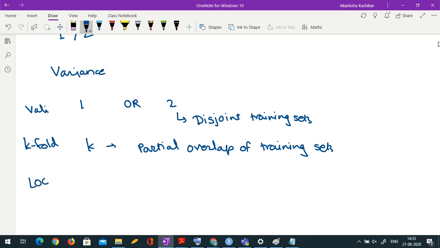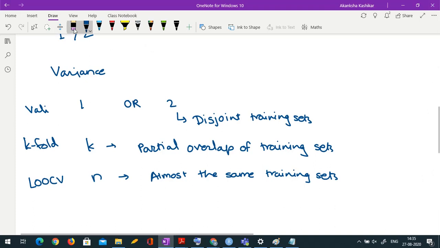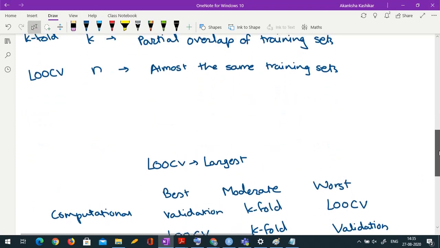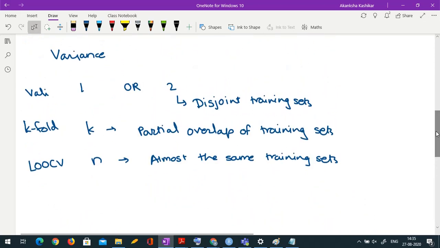And in LOOCV I have n estimates of test error, and they are based on almost the same training set, because only one observation is different every time. So how does this contribute to variance? To understand this, let us try to recall the formula for the variance of averages.